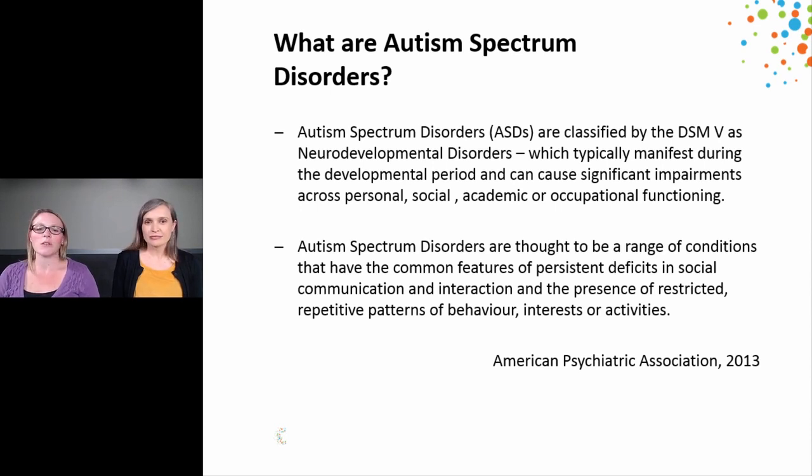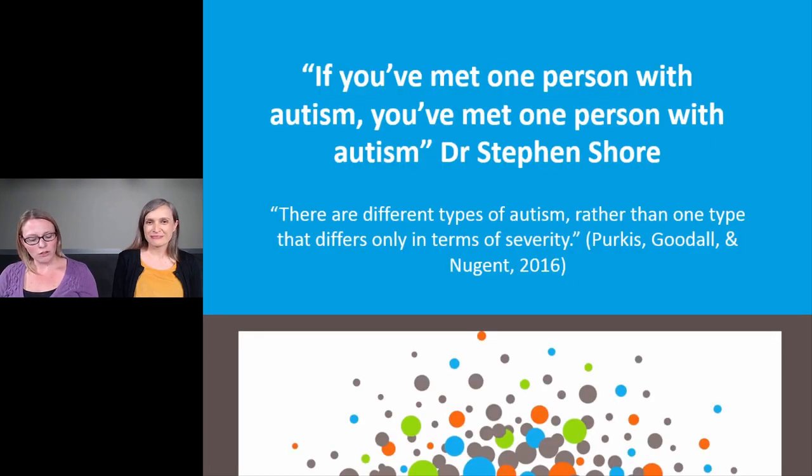Currently, autism spectrum disorders are thought to be a range of conditions that have common features across persistent deficits in social communication and interaction, but also the presence of restrictive repetitive patterns of behaviours, interests or activities. So in short, ASDs are lifelong neurodevelopmental differences, and currently the literature indicates that in America, ASDs affect up to 1 in 68 people, and estimates in Australia have been around 1% of the population, a similar prevalence to something like schizophrenia.